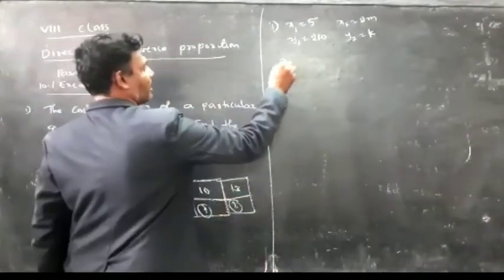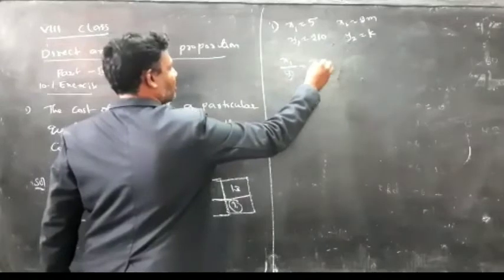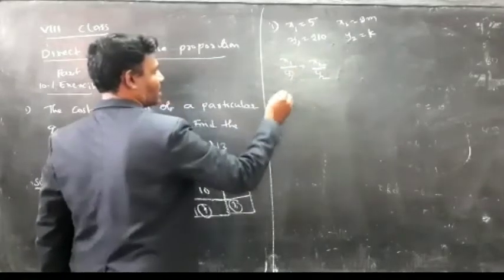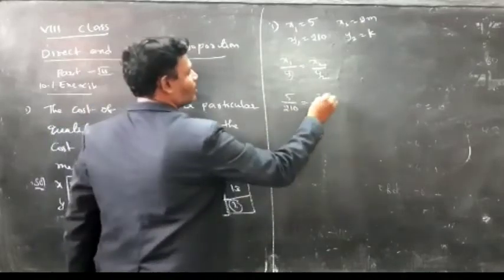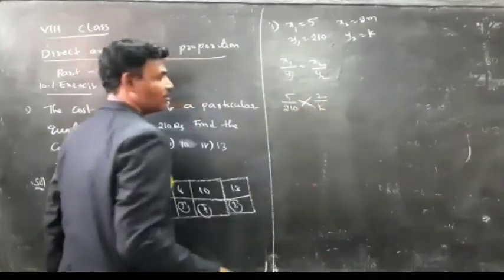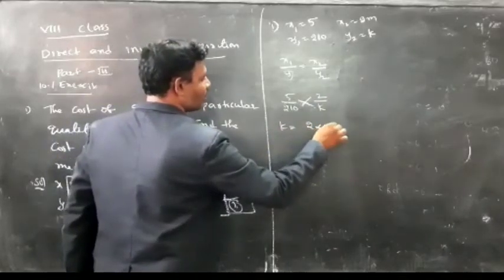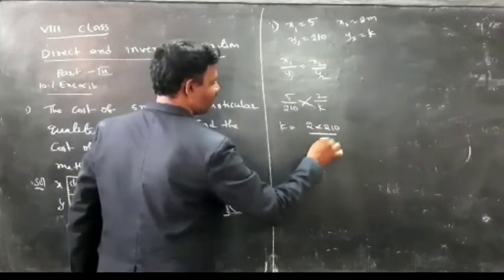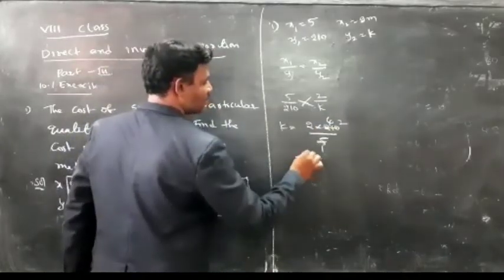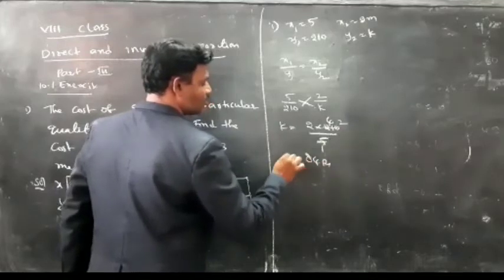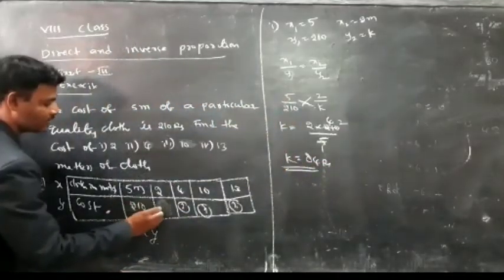What can we write here? x1 by y1 is equal to x2 by y2. x1 means 5 by 210 is equal to 2 by k. After doing the cross multiplication, what do we get? k is equal to 2 into 210 by 5. Here 5 4s are 20, 5 2s are 10, so k is equal to 84 rupees. So the cost of 2 meters cloth is 84 rupees.